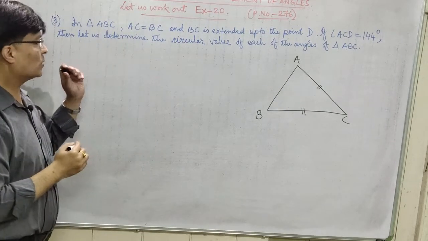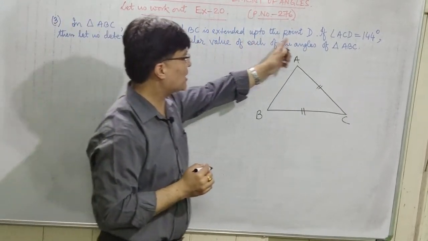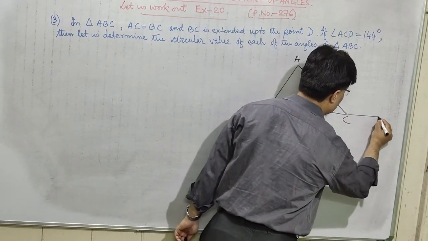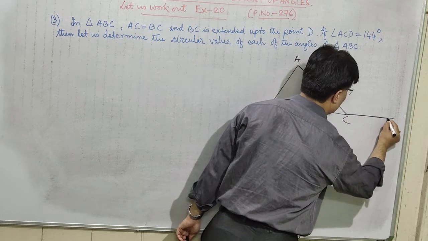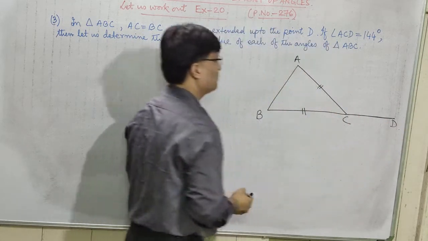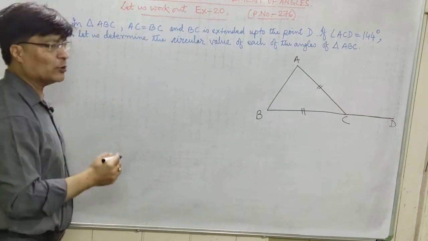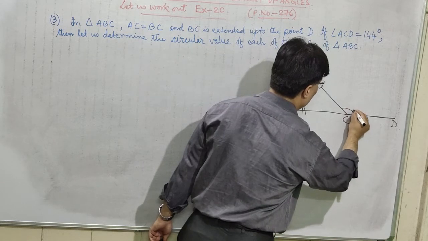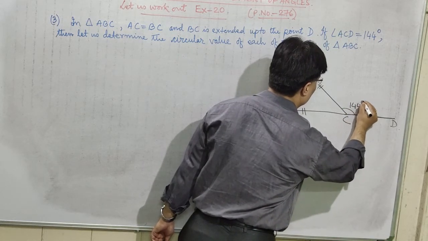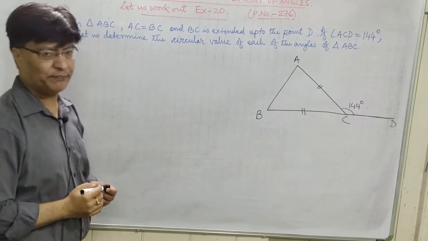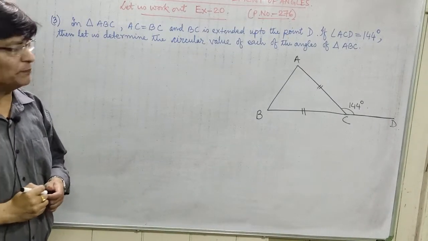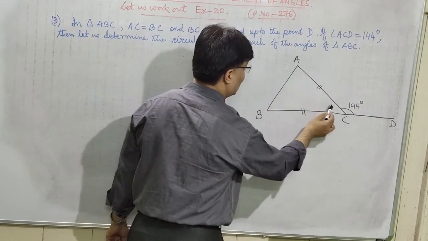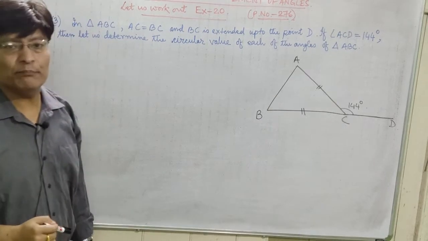Okay. So now the side BC is extended up to the point D. It is produced up to the point D. Is that clear? Now by question, what is the value of angle ACD? This is your 144 degrees. So I think you have understood it. So now you have to find out the angles of the triangle ABC in terms of circular measure.